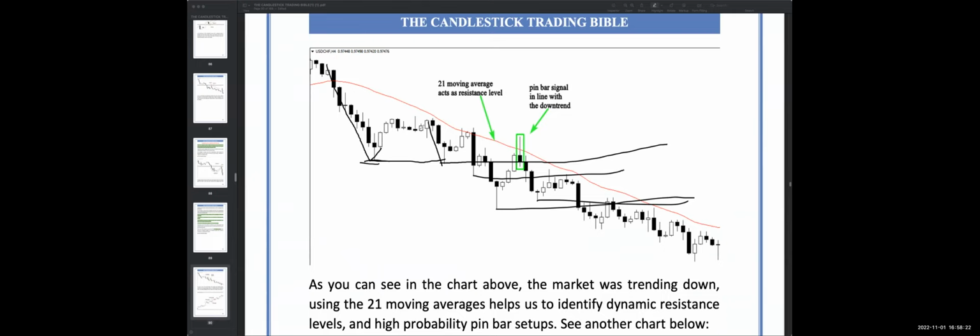But you see this type of market in this type of example, it's what we call a variation of the downtrend. Sometimes price does not hit the resistance.